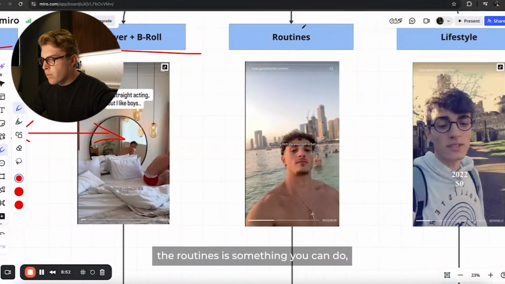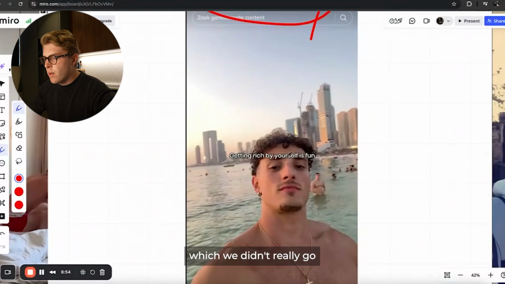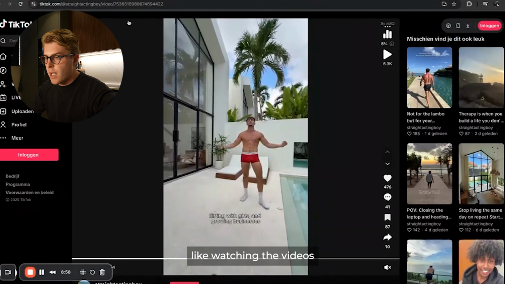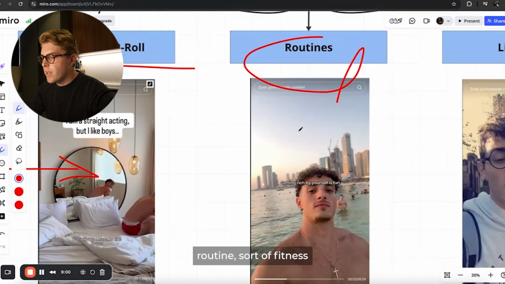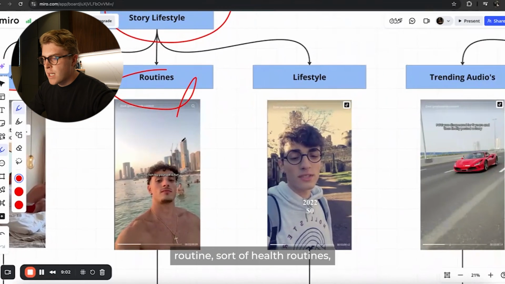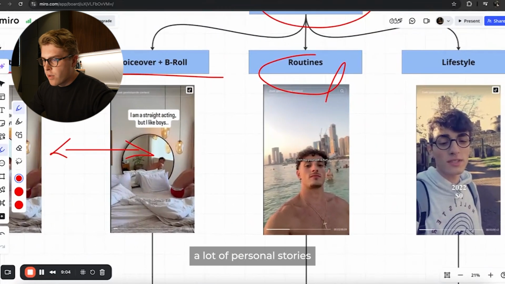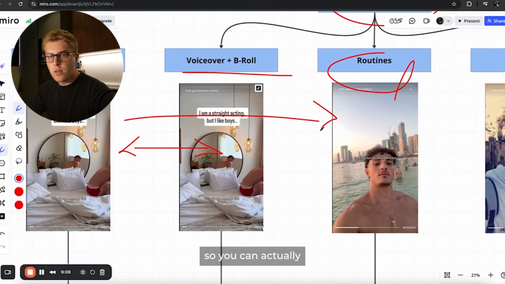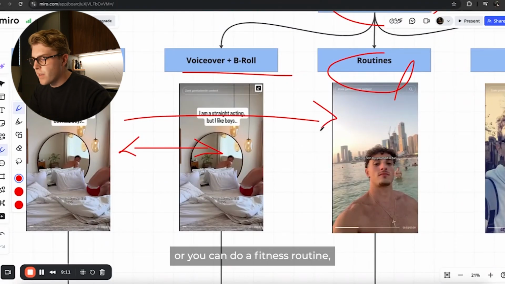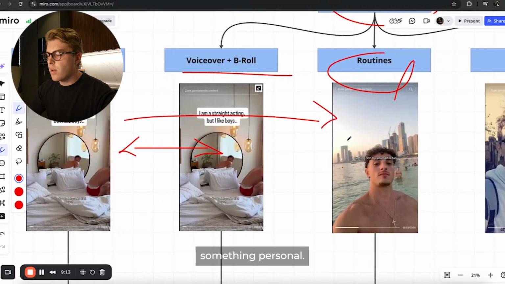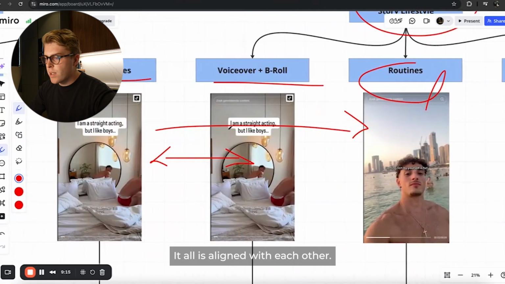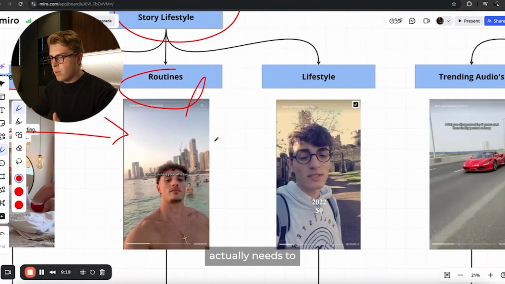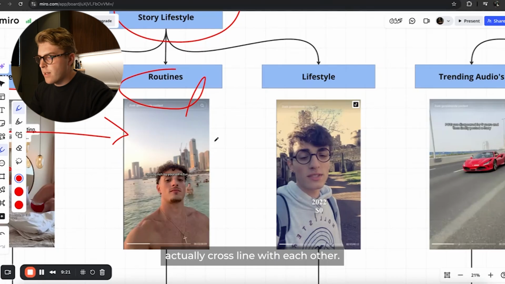Then the routines is something you can do, which we didn't really go too deep in, but a lot of people actually like watching the videos about the morning routines or the fitness routines or the health routines, especially if you share a lot of personal stories in your videos like this and you combine it with routines. So you can actually do a morning routine or you can do a fitness routine, but in the meantime, share something personal. It all is aligned with each other. It all matches together. And therefore, the content actually needs to cross line with each other, right?